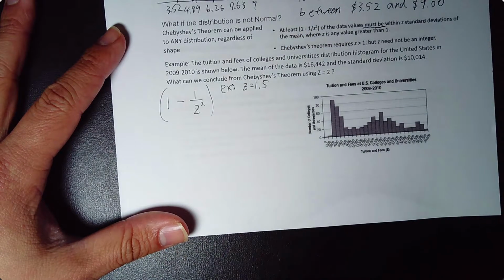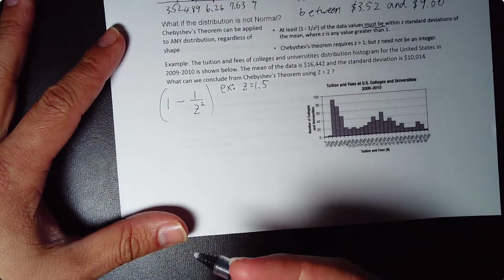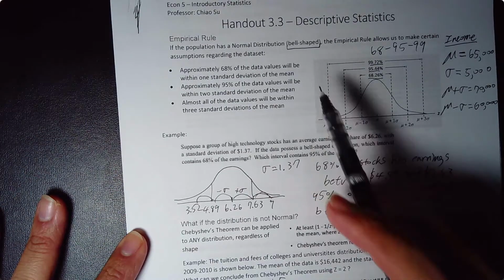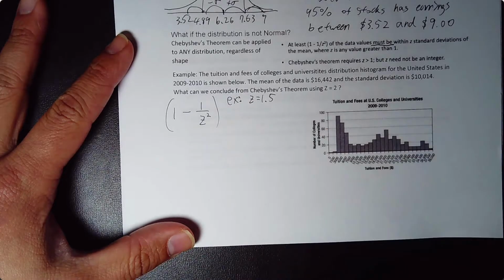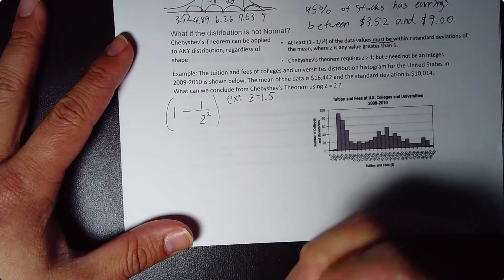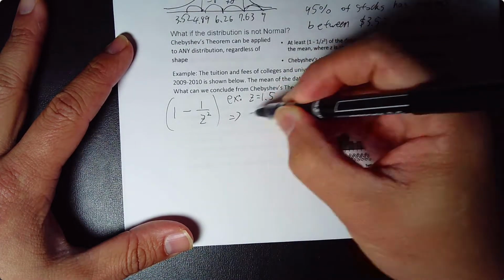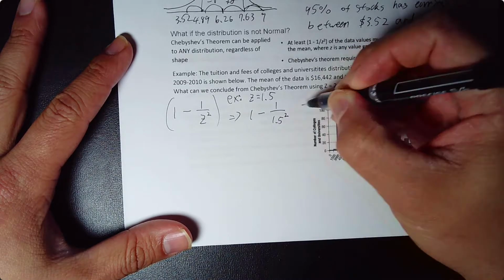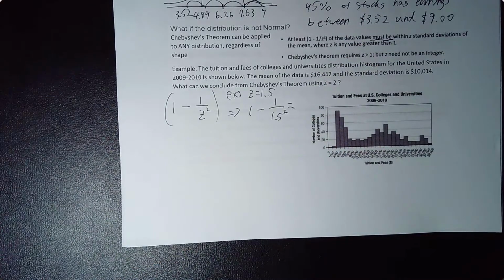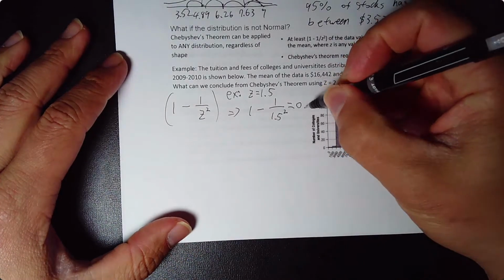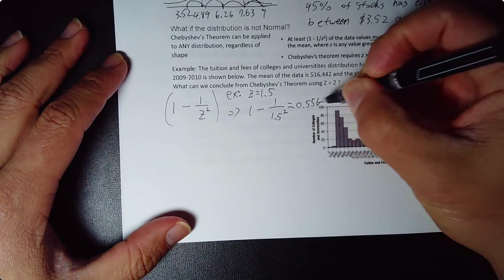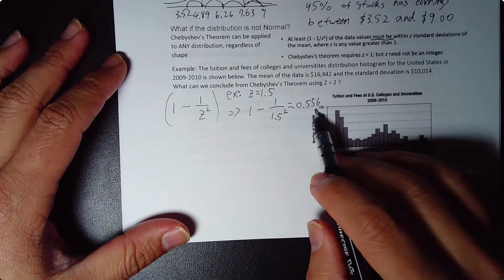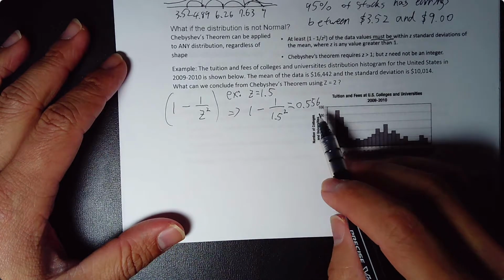I will use this if I don't know what the distribution is. If I know that it is a bell-shaped curve, then I have the empirical rule. But since I don't, I have to use Chebyshev's theorem. So I will simply do 1 minus 1 over 1.5 squared, and it will give me 0.556, or 55.6%.